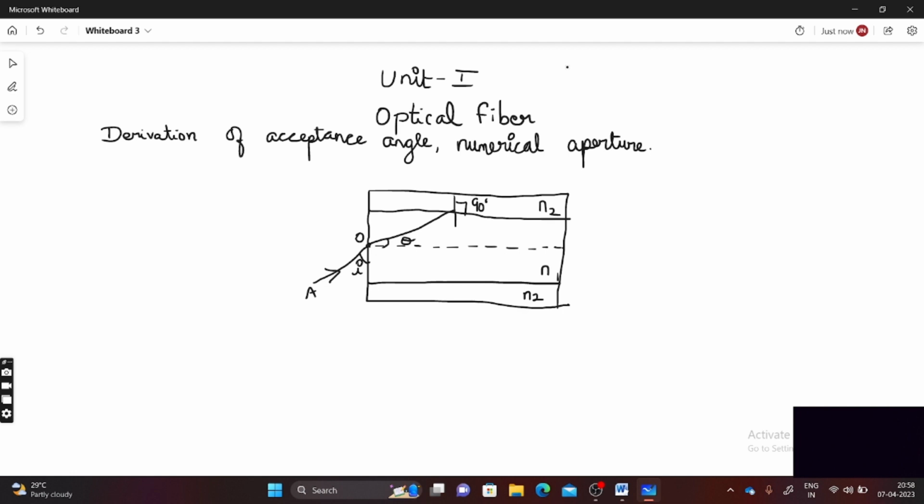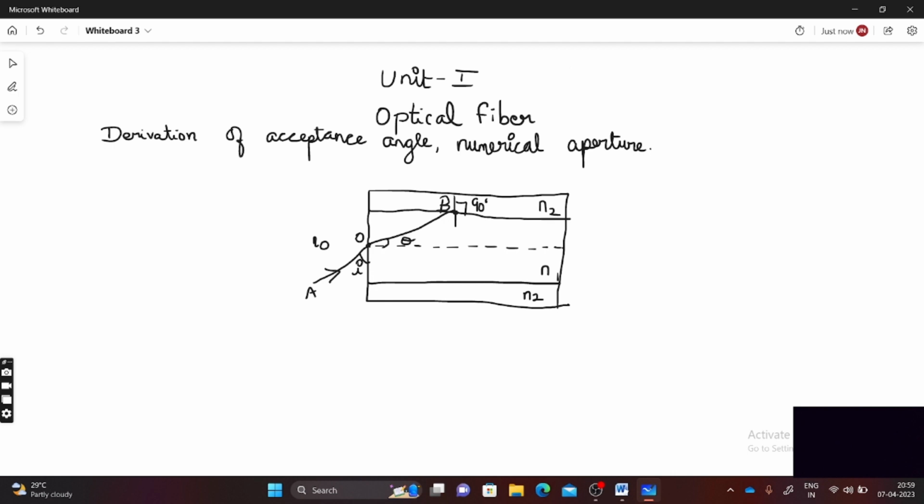Now we consider an optical fiber. Inside, the center part is the core having refractive index n1, and it is surrounded by the cladding having refractive index n2. Outside, the medium is taken as air and its refractive index is n0. Now suppose a ray of light AO passes from the denser medium to the rarer medium at an angle of incidence i. At the point O, it gets refracted to the point B at an angle theta.